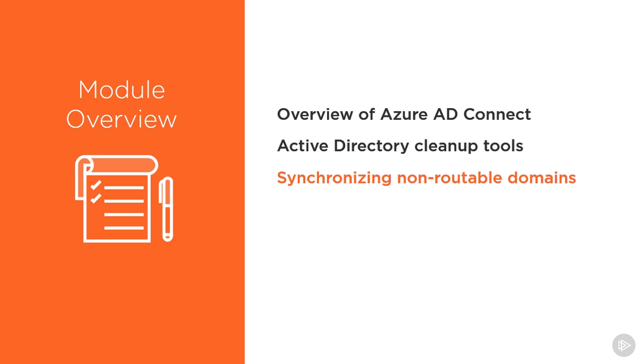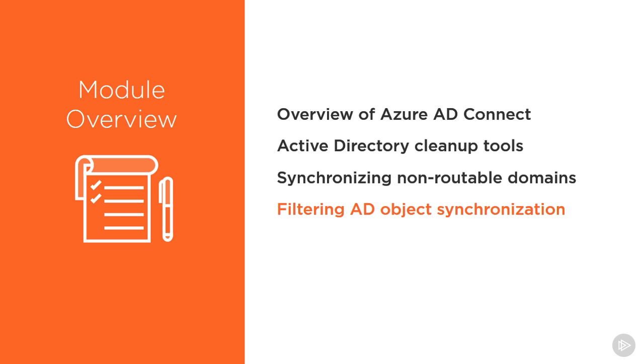We're going to look at setting up synchronization between non-routable domains. You may have an internal domain called .local, microtechpoint.local as an example. That's a non-routable domain. You're not going to be able to go out to DNS and find that domain name. So we're going to look at how we can work with those types of domains from your on-prem environments.